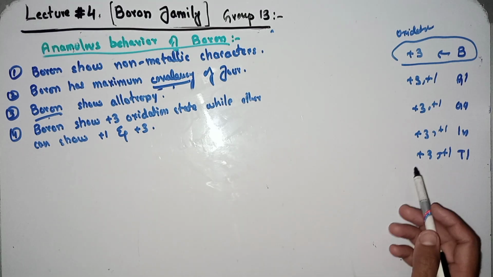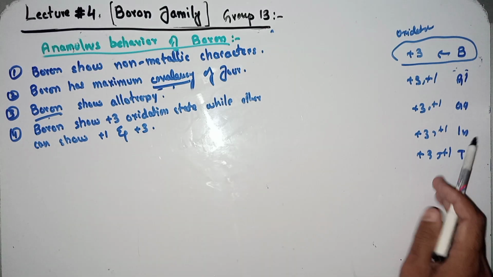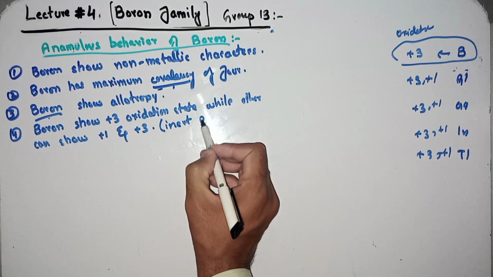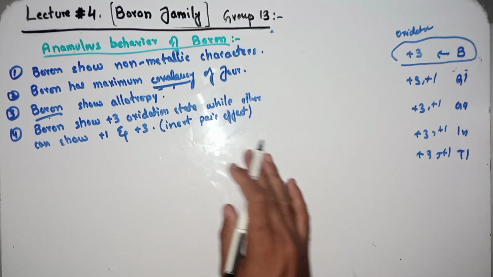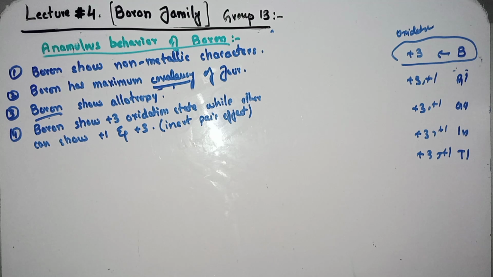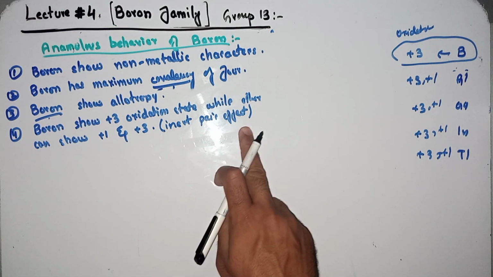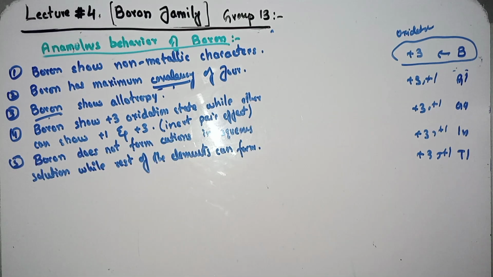Why can all other elements except boron show the +1 oxidation state? The reason for this is the inert pair effect. Due to the inert pair effect, the +1 oxidation state can exist for the other elements of the group. So I hope this point will be cleared. In the previous lecture I explained the inert pair effect in great detail, if you remember. I also dropped the link of the video in the description box, in which I explained the inert pair effect.